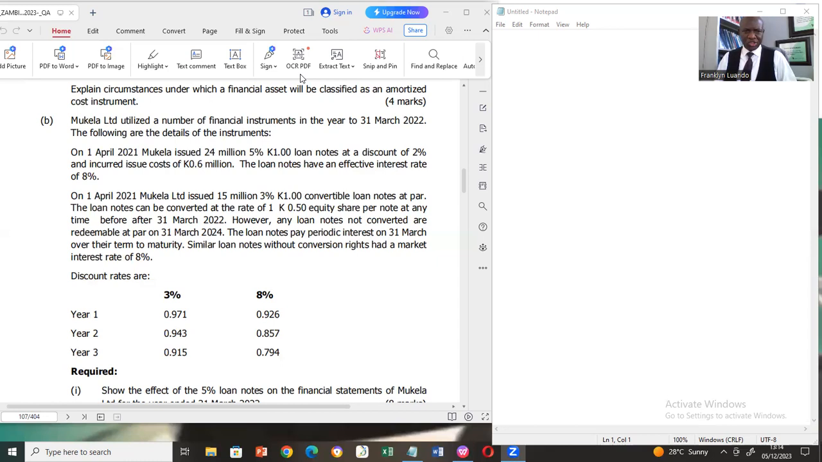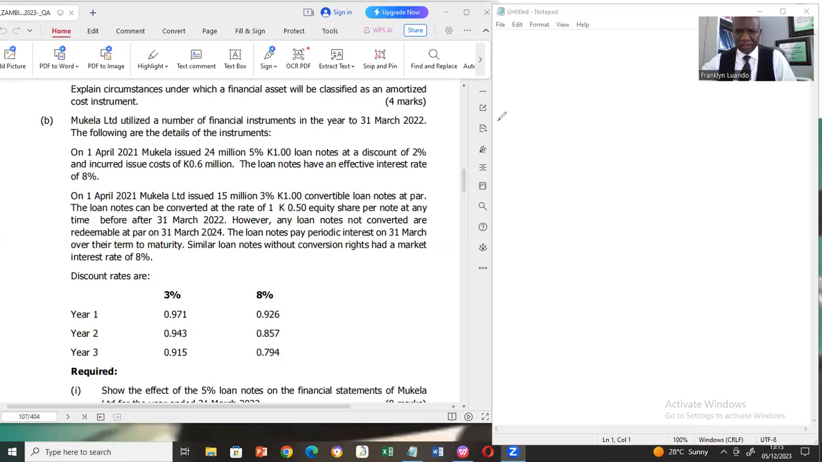So now we have a question here. The first part of the question is: explain circumstances in which a financial asset would be classified as an amortized cost instrument. So I want you to pay particular attention. A debt portfolio in the books of the holder is classified as a financial asset. Financial assets can be measured at amortized cost when the following conditions are satisfied, or rather, when the following tests are passed.